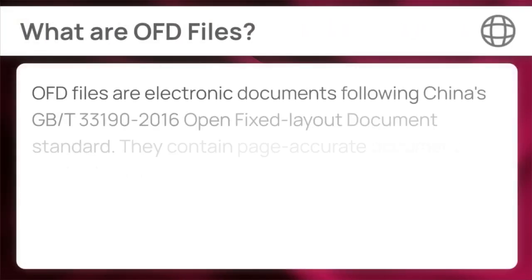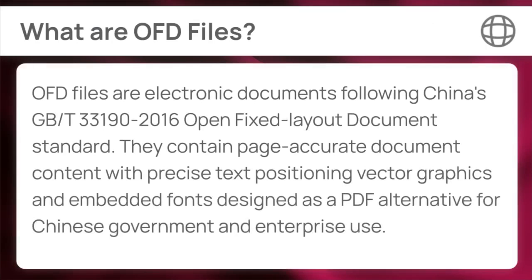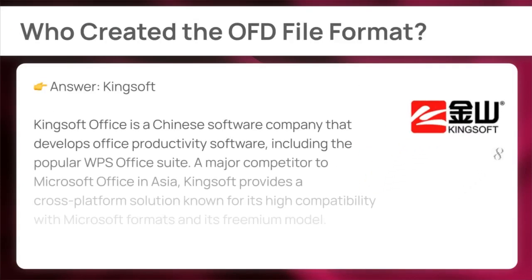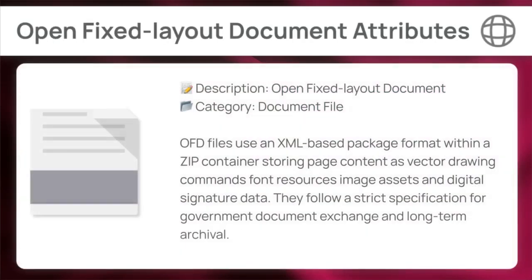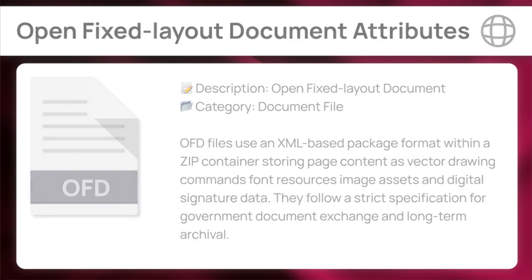OFD files are electronic documents following China's GBT 33190-2016 Open Fixed Layout Document Standard. They contain page-accurate document content with precise text positioning, vector graphics, and embedded fonts, designed as a PDF alternative for Chinese government and enterprise use. OFD files use an XML-based package format within a zip container, storing page content as vector drawing commands, font resources, image assets, and digital signature data. They follow a strict specification for government document exchange and long-term archival.